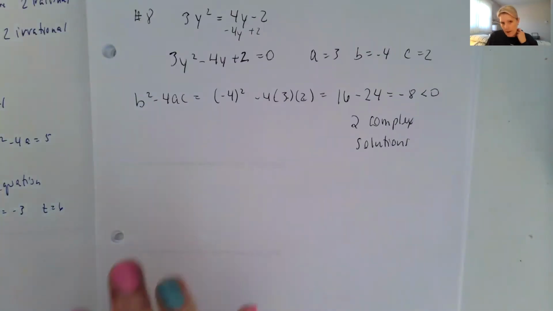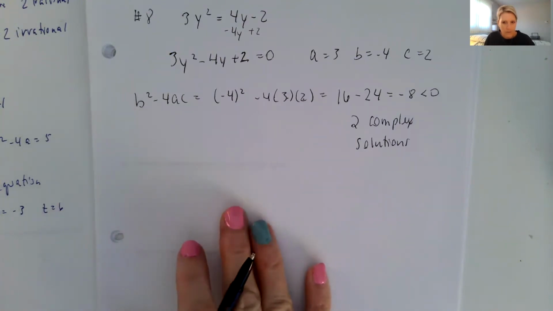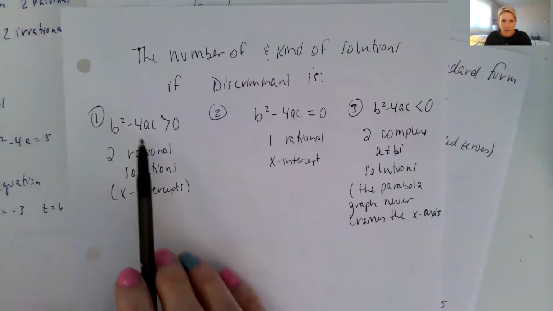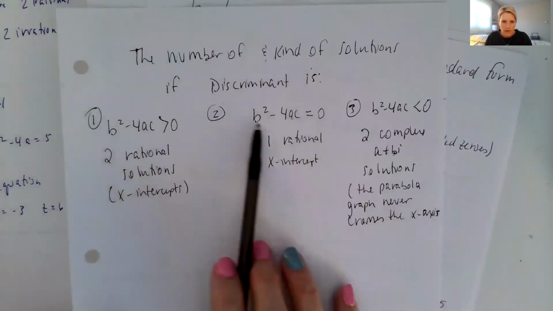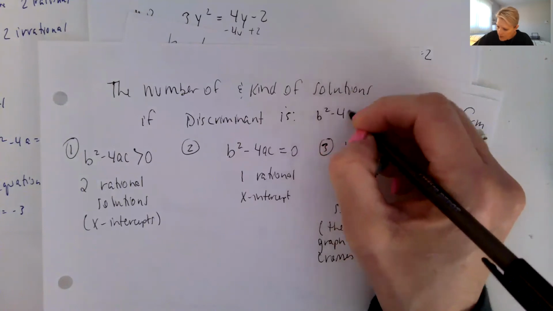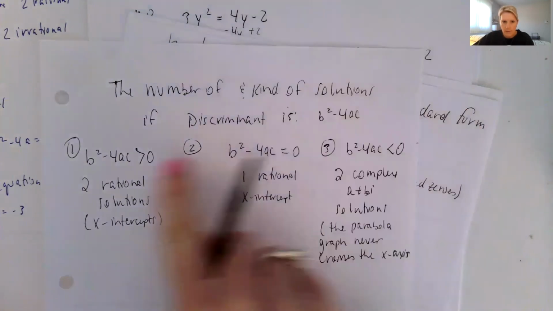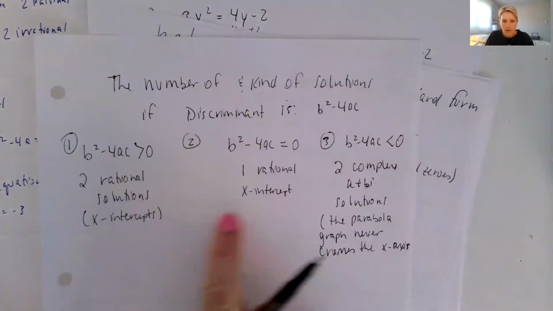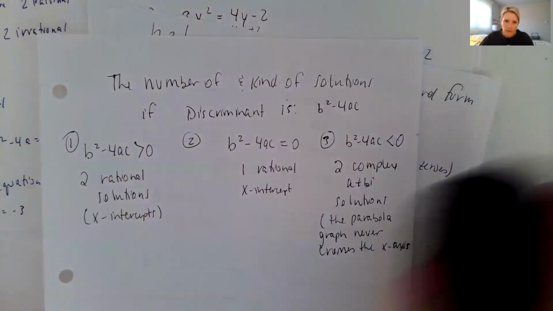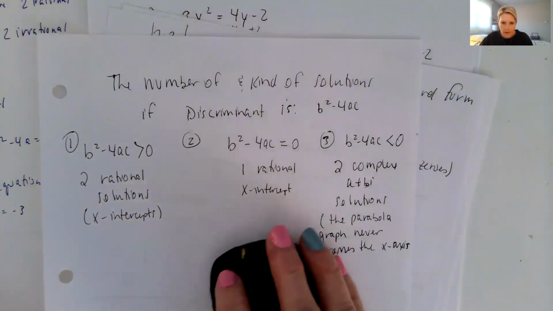So this ends the first video for 7.3, and it's all about figuring out the number and kind of solutions. So looking at our discriminant, which is b squared minus 4ac, and what does that simplify to? And that tells you the type and number of solutions you're going to have. So catch me back for lesson 7.3 part 2.